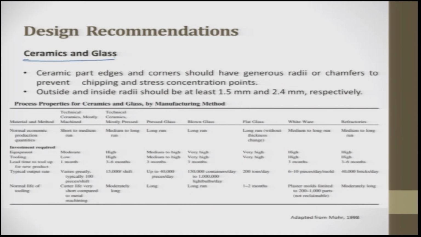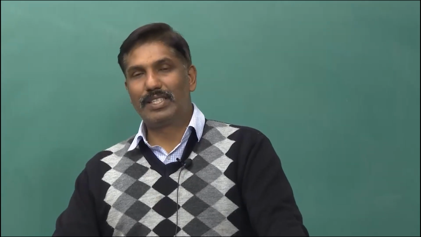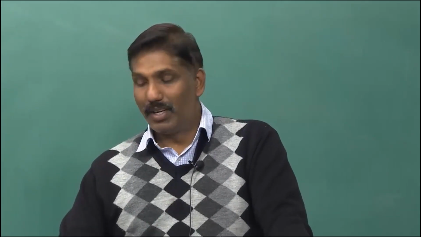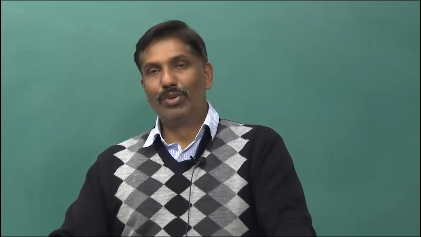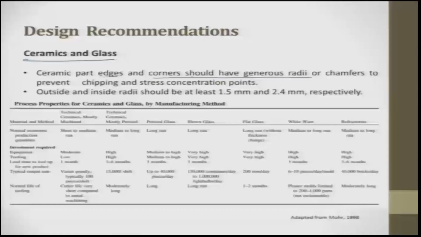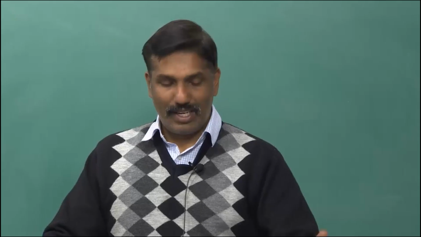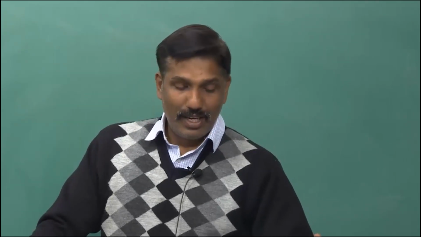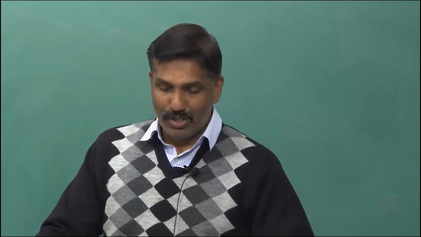When we talk about ceramics and glasses, ceramic part edges and corners should have a generous radius, because ceramics are always prone to have defects. The defect density in ceramics is very high as compared to that of polymer and metal. So, what is suggested is you should give a generous radius such that the sharp edges do not act like stress concentration points, where cracks can grow very easily. Here it is brittle, so it can easily fragment into 2 pieces or several pieces.